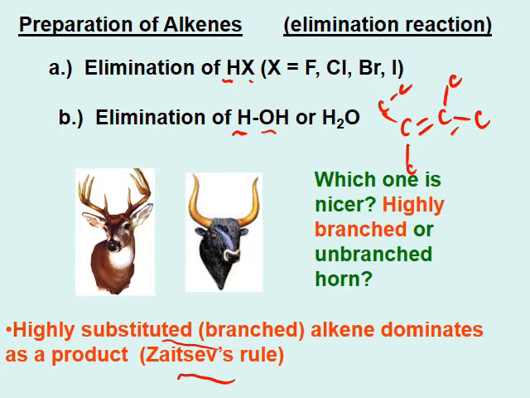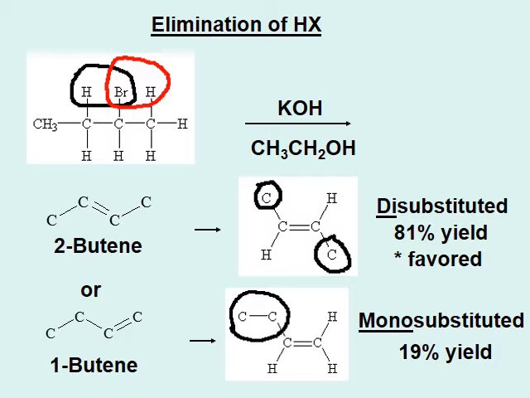So I remember it like this. Between these two pictures, you can see that highly branched horn looks a lot nicer than less branching. So keep that in mind, and that's Zaitsev rule, that whenever there is more than one product formation, highly substituted or highly branched alkene dominates as a product. We'll give you specific examples.